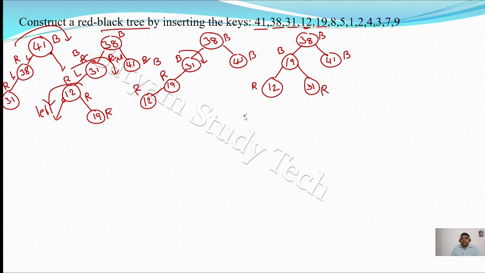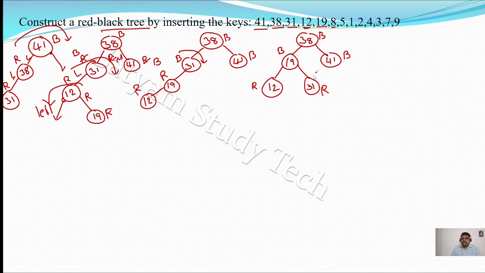Again we have to check the red-black tree properties. 38 is the root, so the root is black only. There is no red violation, and each and every path has two black nodes in this case. In this path there are two black nodes, in this path also, and in this path also, so the red-black tree property is satisfied. Then how to add the next node?